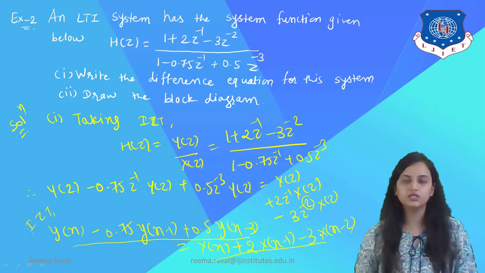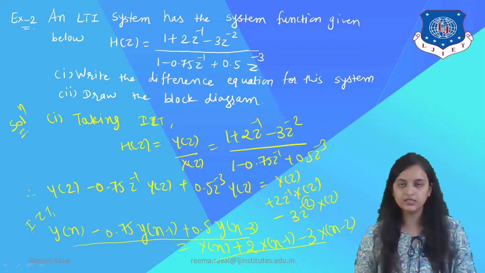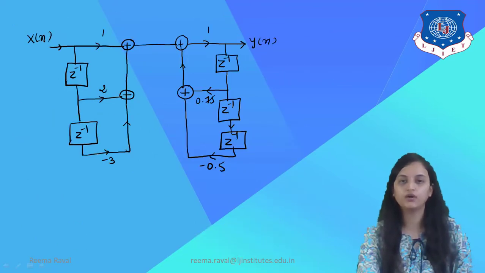y of n minus 0.75 y of n minus 1 plus 0.5 y of n minus 3, that is equal to x of n plus 2x of n minus 1 minus 3x of n minus 2. Now the second part is to draw the block diagram. So let us see the block diagram.